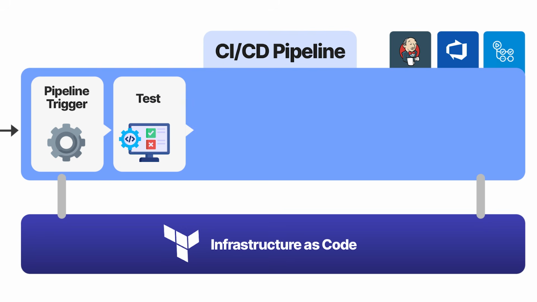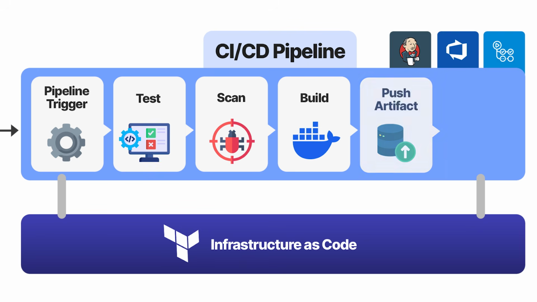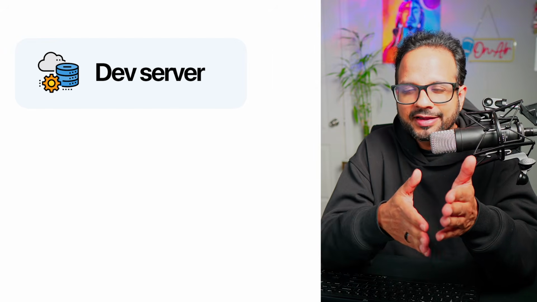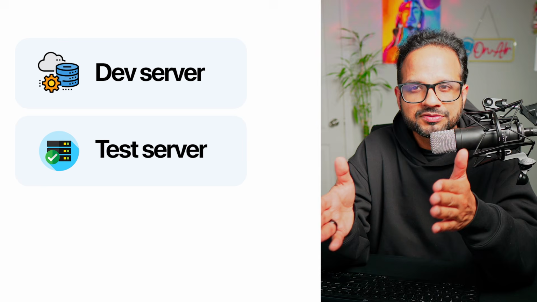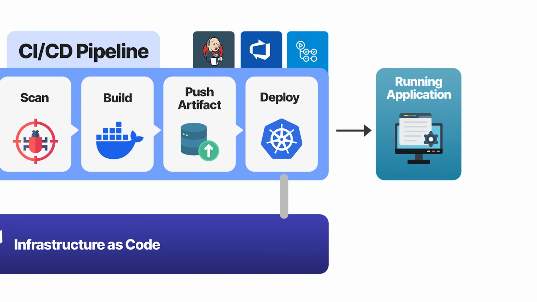It runs the tests. It runs vulnerability scans. It builds a Docker container or a compiled version of the code and pushes it to a server like a dev server, test server, or production server, onto an orchestrator such as a Kubernetes cluster, or if it is running as a serverless system, it deploys the serverless function. It depends on what type of servers are being used over there.